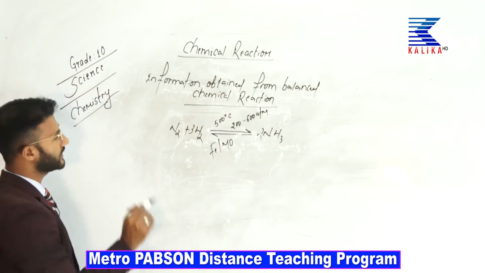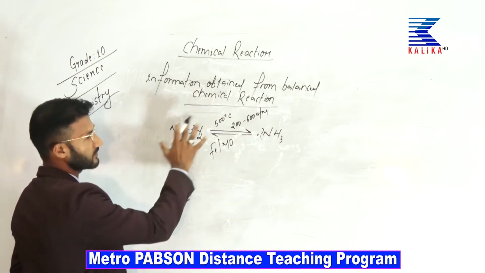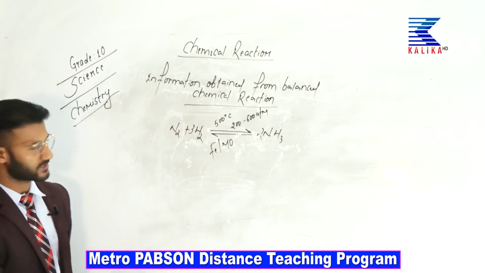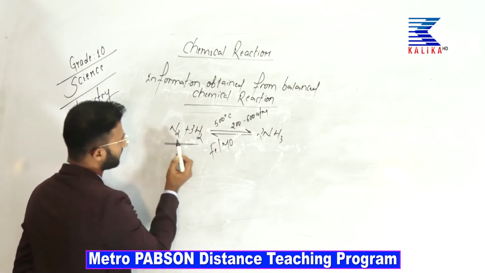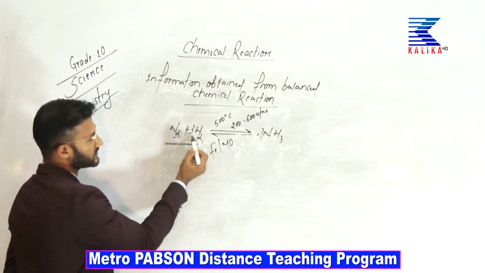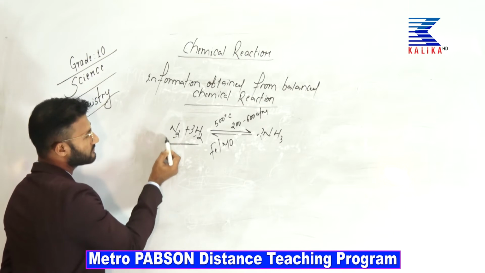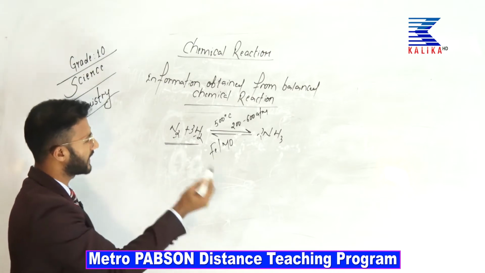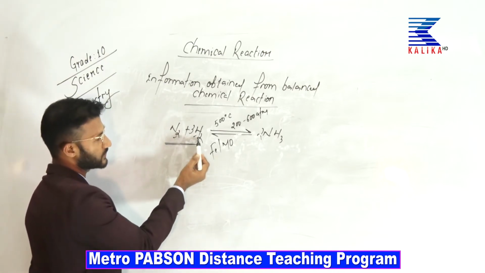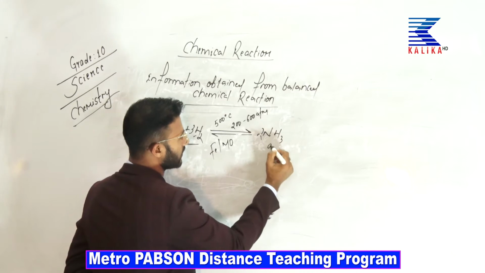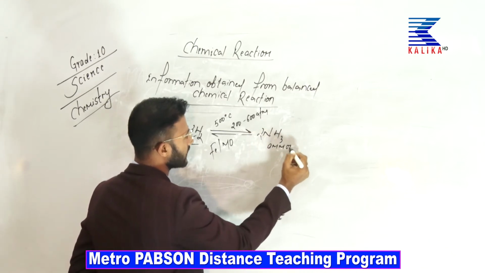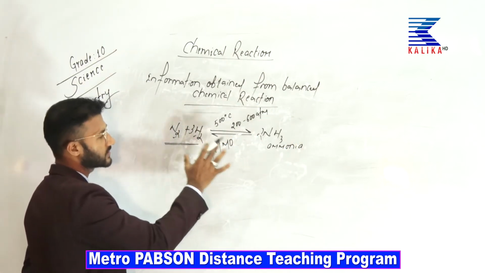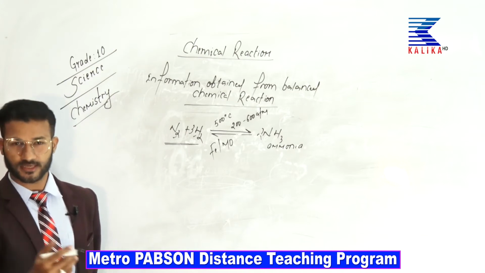Let me explain. The very first, from balanced chemical reactions we come to know the name and symbol of reactants and products. Look, this nitrogen molecule, this hydrogen molecule, and molecular symbol of nitrogen is N2, whereas that of hydrogen, I mean to say, that is H2. Likewise, molecular symbol of ammonia is NH3. In this way we come to know about the names and symbol of reactant and product molecules.